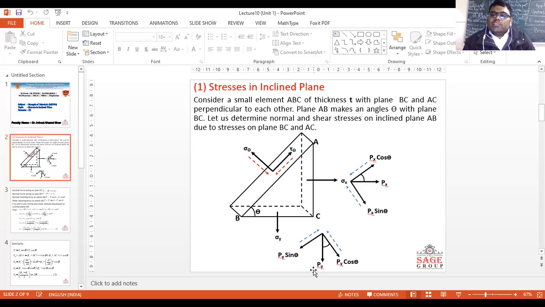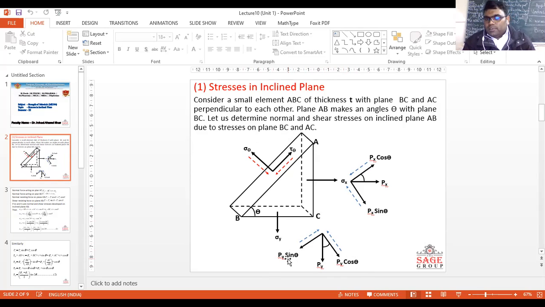If you talk about this Py, and you resolve it, one component is perpendicular to the plane AB, and one is parallel to the plane AB, so there are two components also. You can easily say that this time this makes the angle theta. If you are able to resolve it, you can see that simply. So this angle must be theta. Once you know this is theta, it becomes Py cos theta, and that becomes Py sin theta.